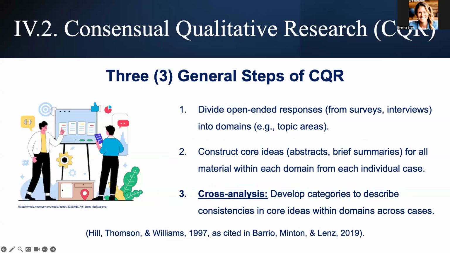There are 3 general steps of consensual qualitative research. And again, these are fairly similar to all qualitative research. So 1, divide open-ended responses from surveys or interviews into domains, such as topic ideas.